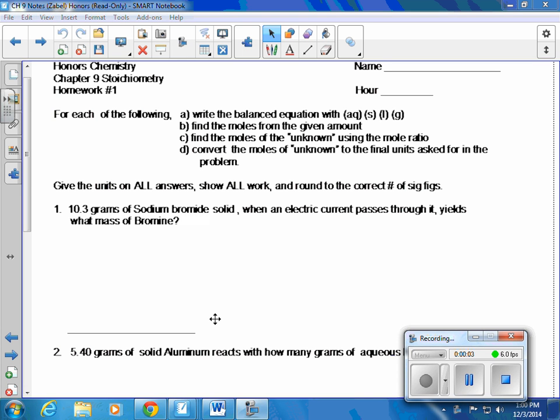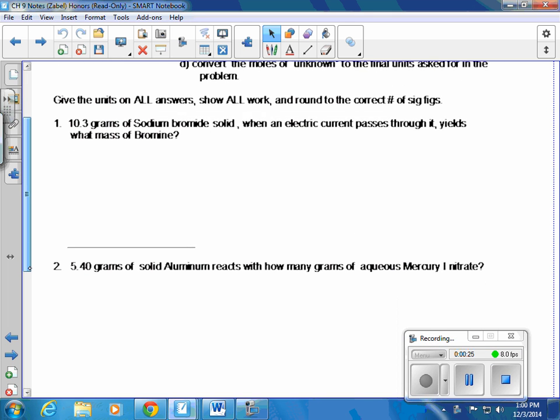All right, now we're going to try to do a couple problems here in your homework on Chapter 9. As you can see in the directions, it says write the balanced equation, and we need to pay attention to our phases, find the moles from the given amount, find the moles of the unknown, and then do all of our conversions. Give all the units, show all work, and round to the correct number of significant figures.